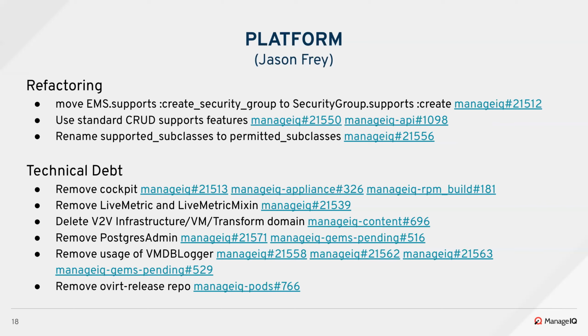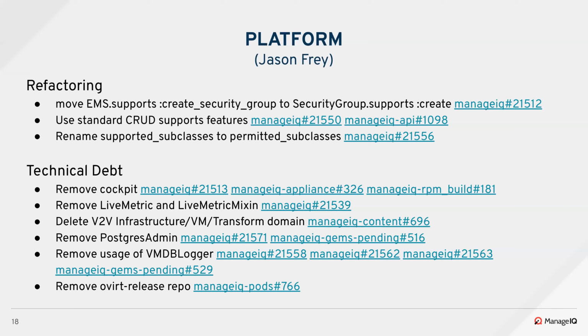And then this past sprint, we had a lot of technical debt cleanup. You heard Kavya talk a little bit about some of the topology removals. Keenan removed cockpit support. This was a cockpit proxy feature that was added that never really worked very well, and I don't think it was used very much at all. So that was removed. As Adam said, he removed the live metric and live metric mixins. He also removed the V2V infrastructure domain from the automate repository, the automate content.